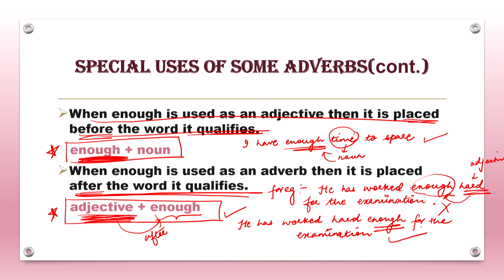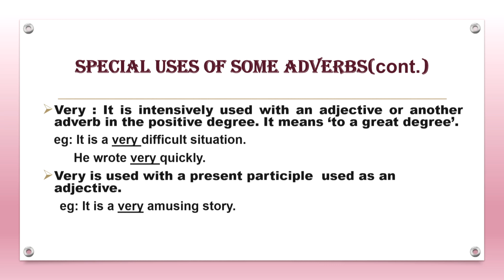Fine. Now, moving on, very. Very is used intensively with an adjective or another adverb in the positive degree. So, it means to a great degree. For example, it is a very difficult situation. Another example, he wrote very quickly.